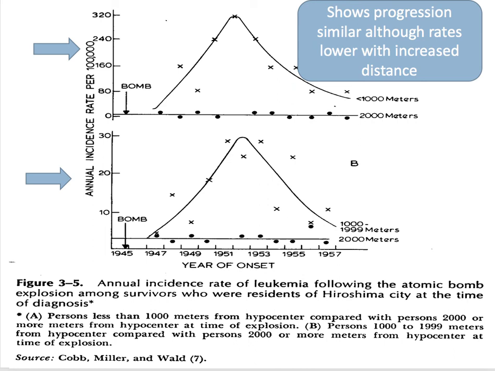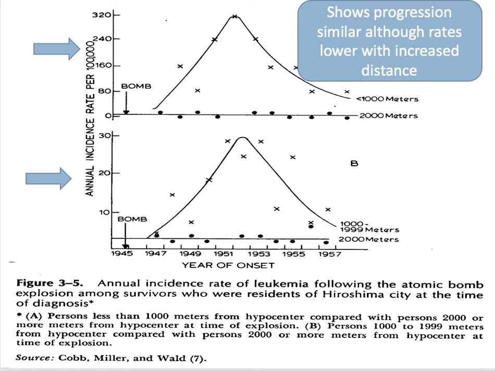So this is the incidence of leukemia following the atomic bomb explosion for survivors who are residents of the city Hiroshima. And you can see that both graphs, if you look at both graphs, they both have a peak. The bomb was dropped in 1945, and there's a peak onset right around 1951-52 of leukemia.